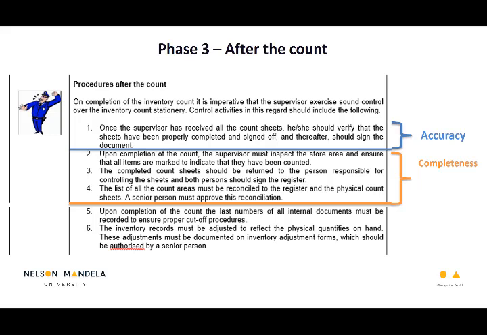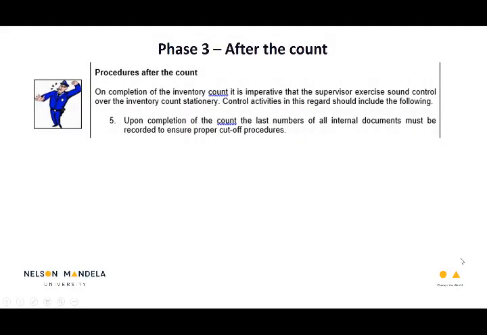Procedures 5 and 6 are then the additional procedures that need to be performed. Procedure 5 states that upon completion of the count, the last numbers of internal documents must be recorded to ensure proper cutoff. What this means is that the supervisor needs to make sure that all our sales and our purchases have been recorded into the inventory records before we print the inventory count sheets or before we calculate the variances. If we don't do this, then our variances will be incorrect.